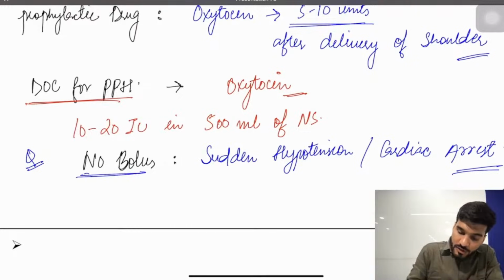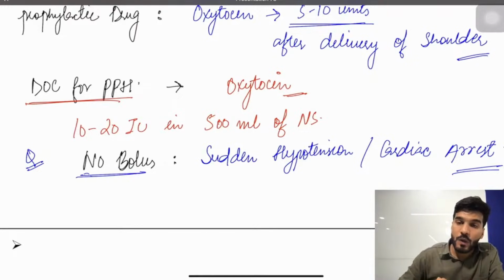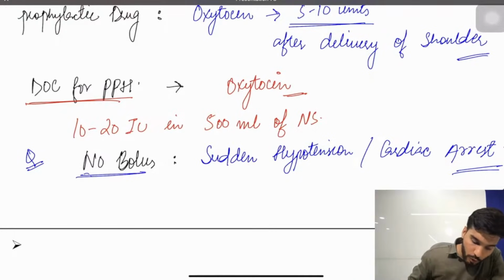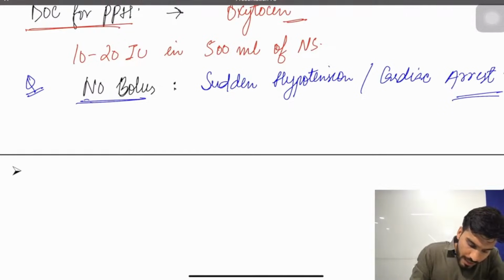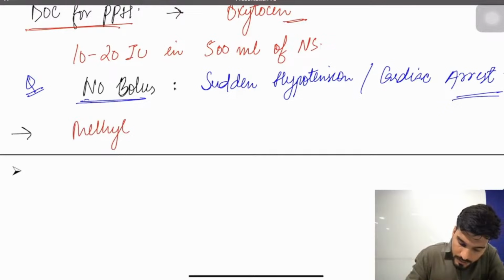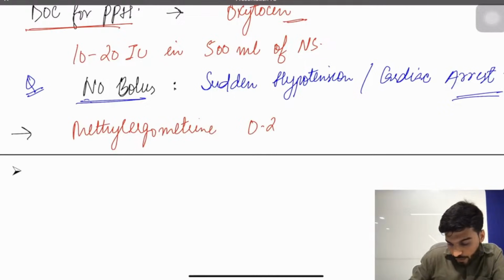What will be the complication? It can cause sudden hypotension or cardiac arrest. The first drug is oxytocin. Followed by that, we can use the second drug called methyl ergometrine or methergin. How much to use? We can give 0.2 mg intramuscular injection.